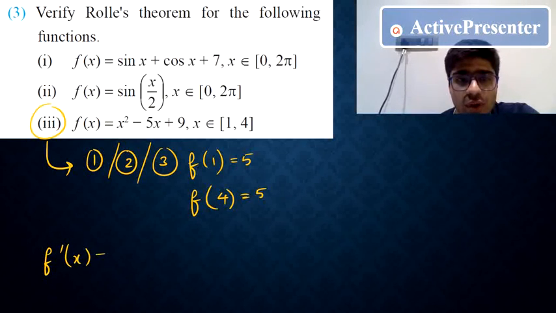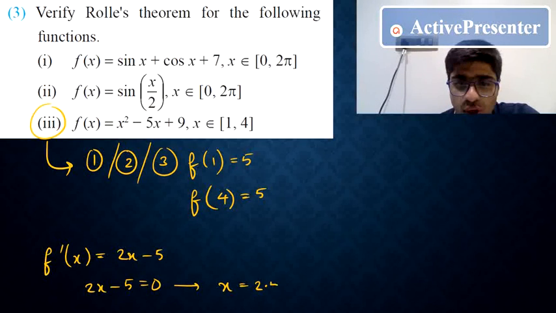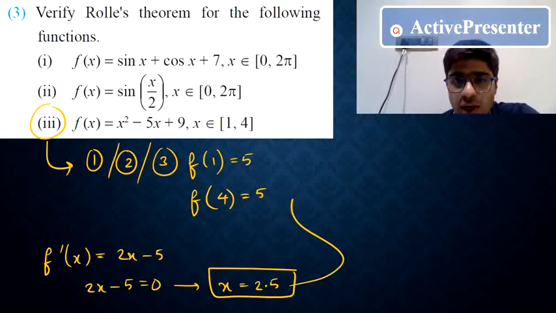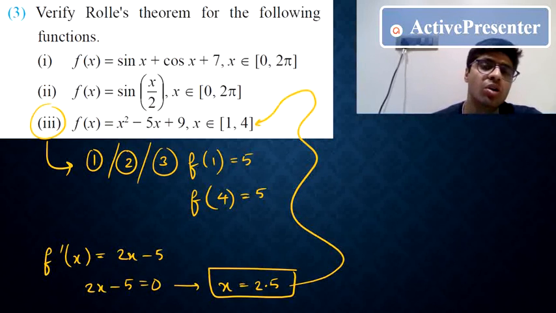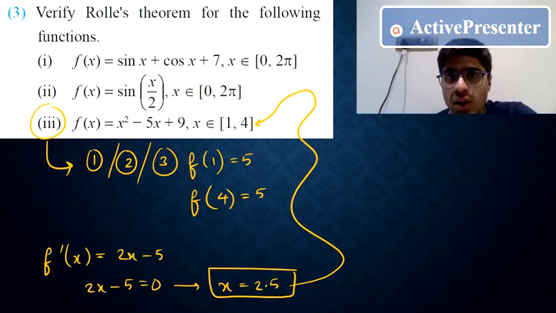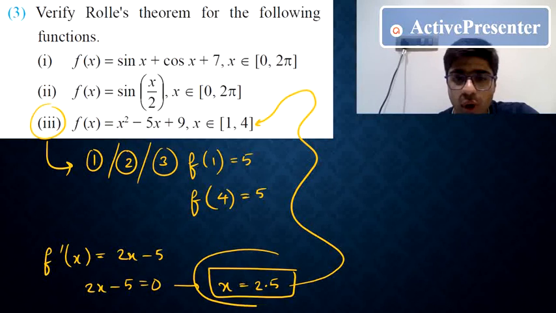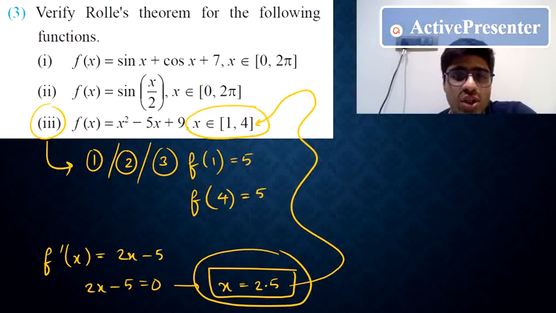Let's take the derivative. The derivative is going to be 2x minus 5. When you equate the derivative with 0, you have 2x minus 5 equal to 0. So the value of x will be 5 by 2, which is 2.5. And 2.5 belongs to the interval 1 to 4. So because the function satisfied all the conditions of Rolle's theorem, we got at least one point in this interval where the derivative was equal to 0. That's how we are proving that the third function also satisfies Rolle's theorem.